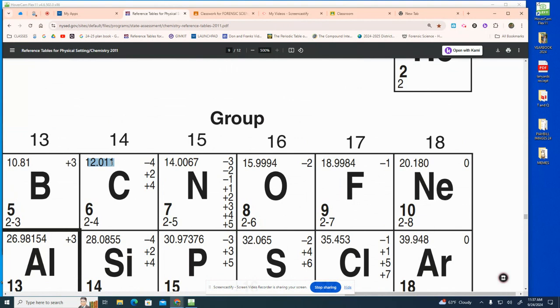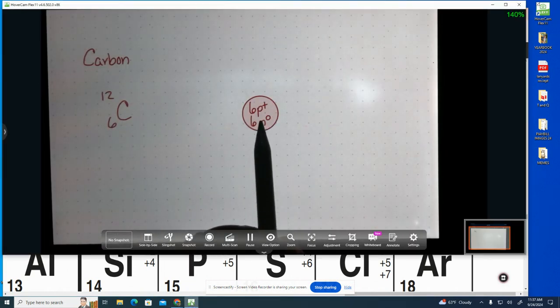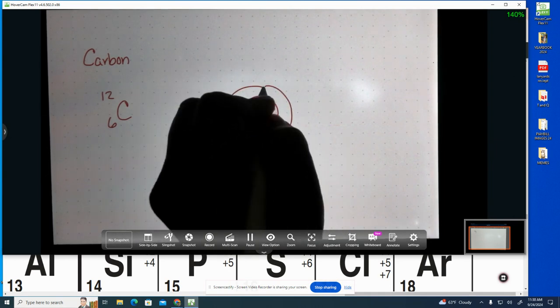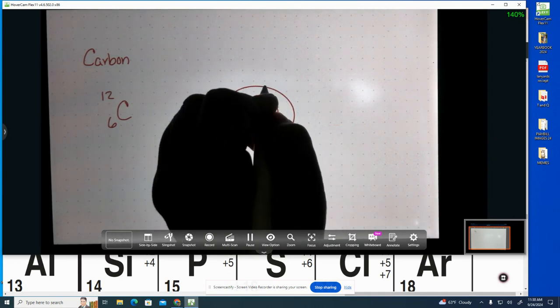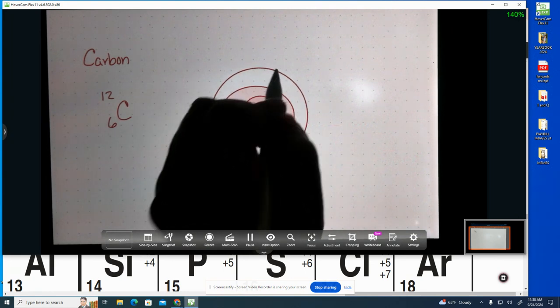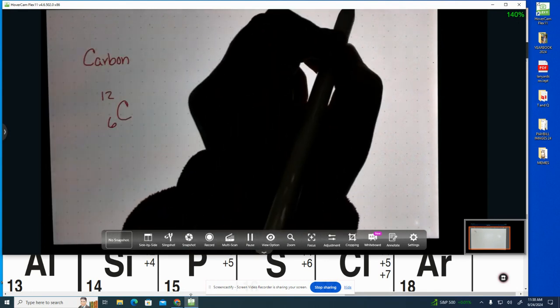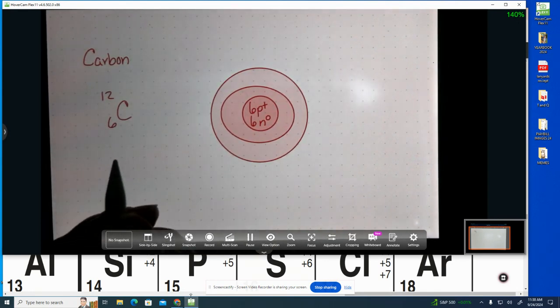Okay, so that's 12 minus 6 is 6 neutrons. How many energy levels does carbon need to have around it? 2. That one is a perfect circle. I don't know what happened there. All right, I'll use blue for my electrons this time.